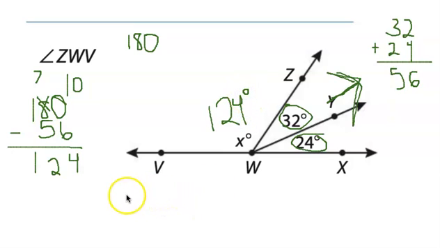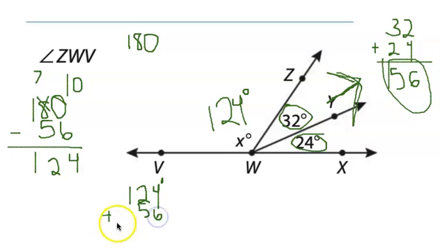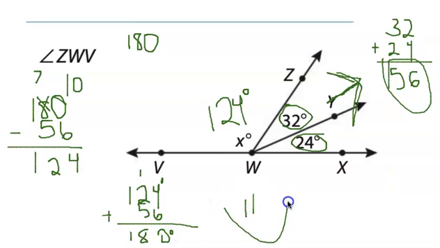And we know that if we add the 2 measures together, it should equal 180. So I'll do 124 plus 56, which was the combination of these 2 angles. So 124 plus 56. 4 plus 6 is 10. 1 plus 2 is 3, plus 5 is 8, and the 1. So 180 degrees, we got that right.